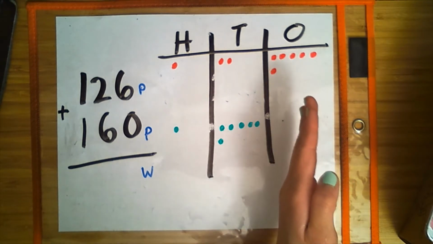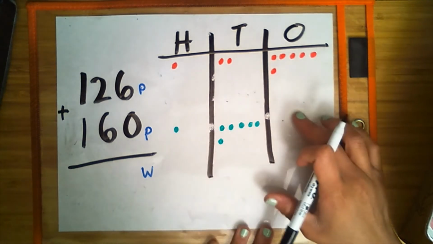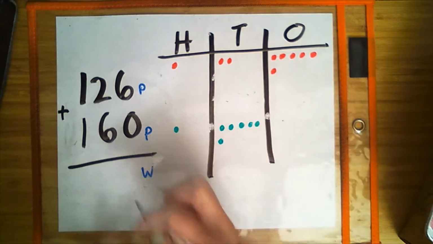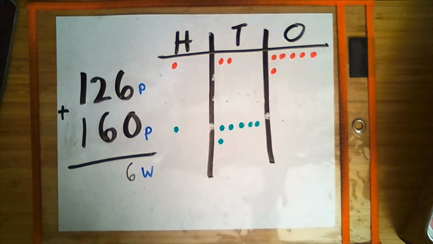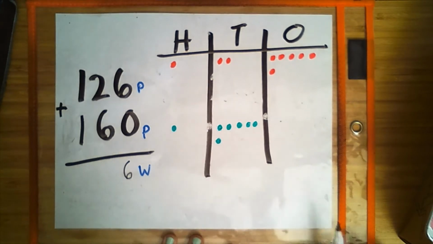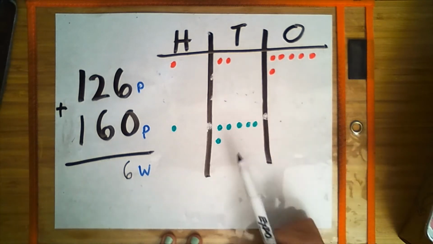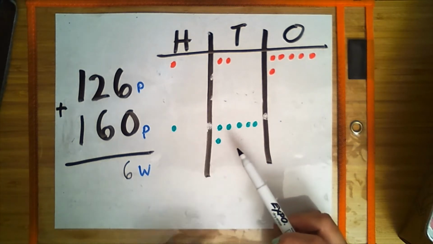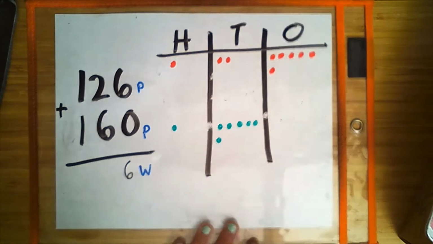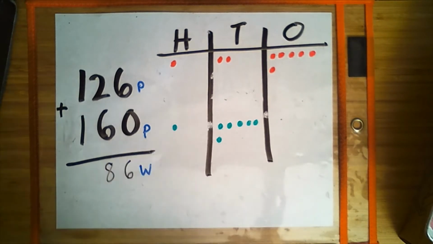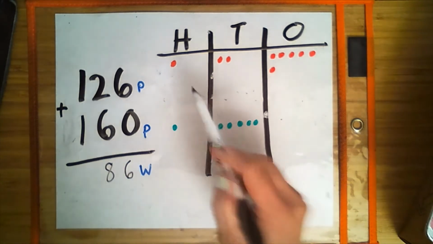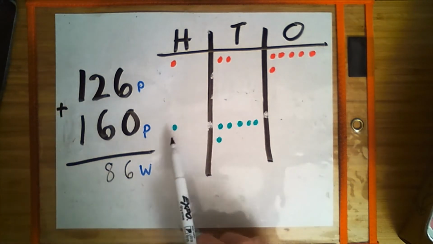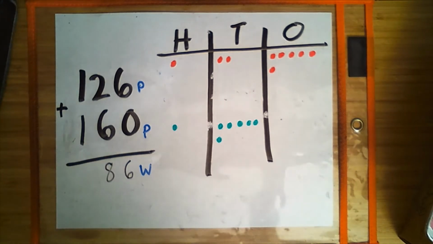Let's take a look at our ones place first. We didn't have any ones from our second part, so our ones place remains just 6 ones. Let's take a look at our tens. So we have 2 tens from 126 and we have 6 tens from 160. I have then 6, 7, 8 tens. And then let's take a look at our hundreds. I have 1 hundred from 126 and I have 1 hundred from 160, giving me 2 hundreds. Therefore, my missing whole is 286.